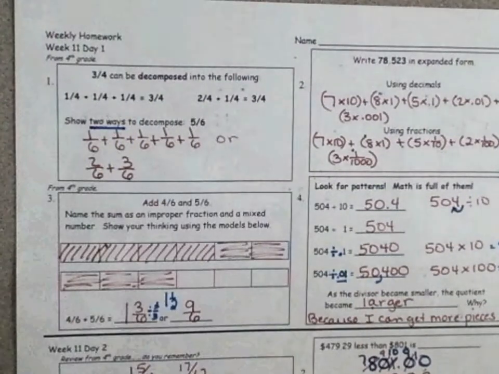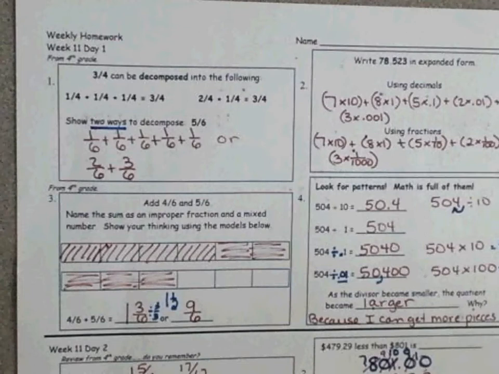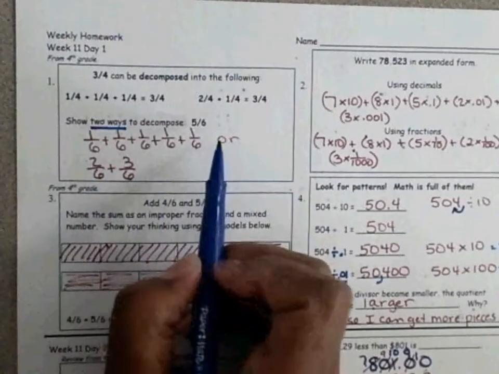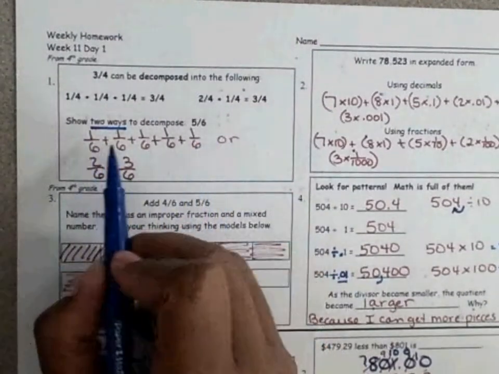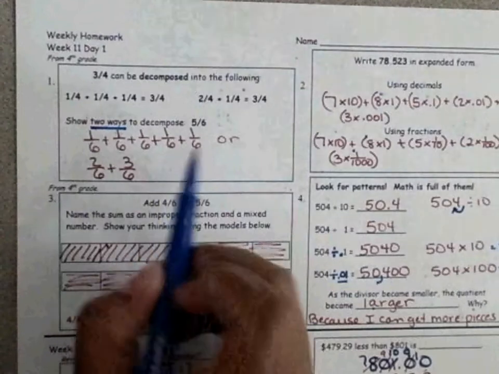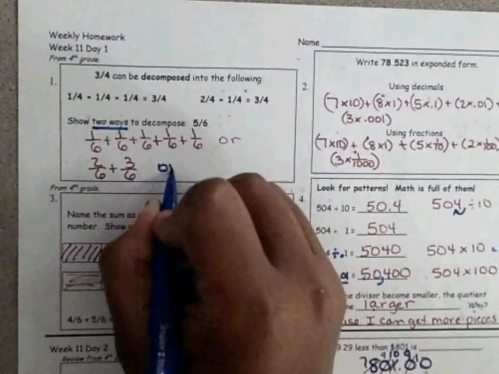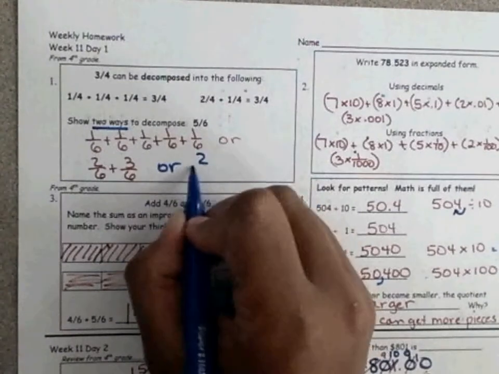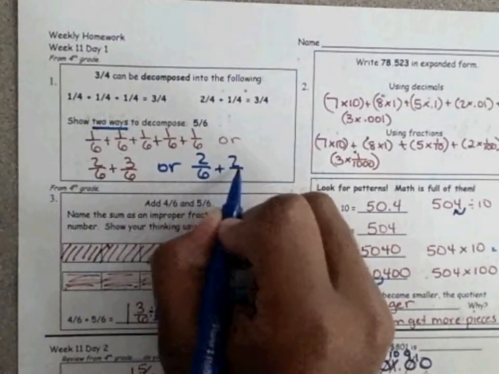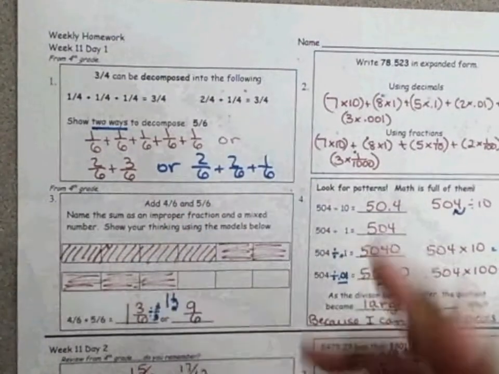So here are 2 ways that I did it. I took 1/6 5 times and made 1/6 plus 1/6 plus 1/6 plus 1/6 plus 1/6, or you could do 2/6 plus 3/6. Another way that you could do this is 2/6 plus 2/6 plus 1/6. So you could have gotten creative with the way to decompose 5/6.